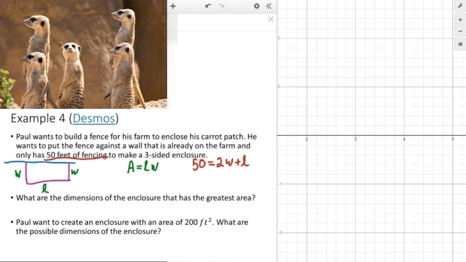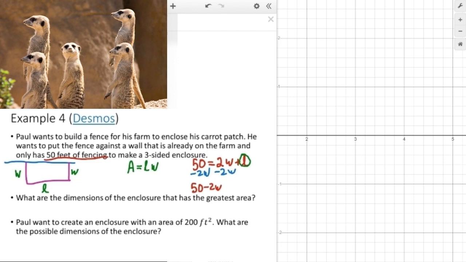And we're going to plug that into the area equation that we have now. This way, we can rewrite area, which has 2 unknown variables, as a function with only 1 variable. To solve for one of the variables in 50 equals 2W plus L, it doesn't really matter which one you solve for, but the easiest variable to solve for here is L. This is because in order to solve for L, all we would have to do is subtract 2W from both sides.